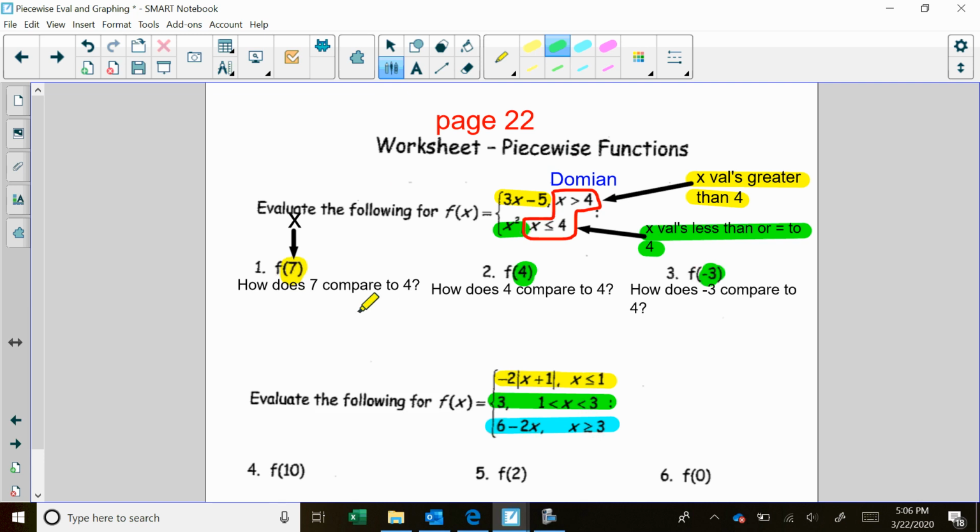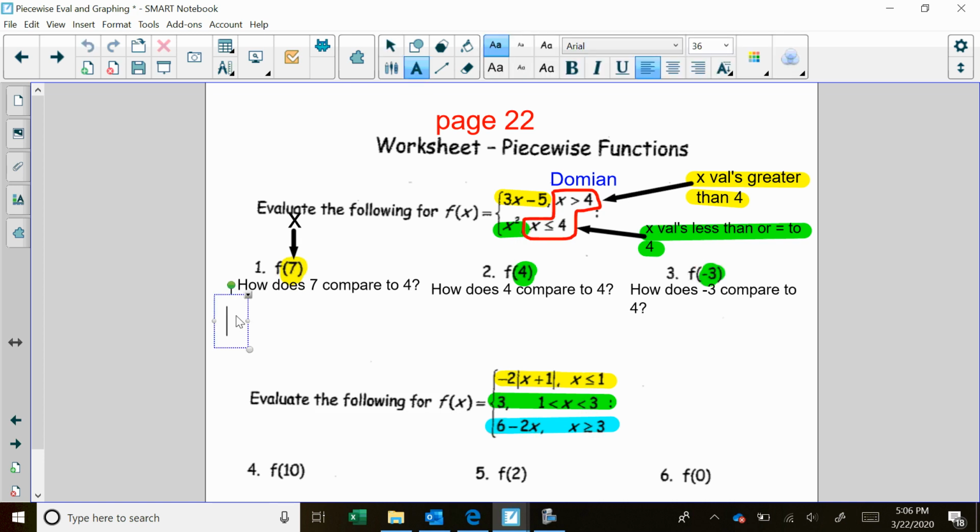So now we take these numbers, 7, 4, and -3, and we put it into its respective part of the function. This is the plug and chug part. This is where you'll use your calculator. So we'll use the yellow part here for number 1. The 7 is the x value that goes in place of x. X will disappear. It's going to look like this: 3, parentheses, 7, minus 5.